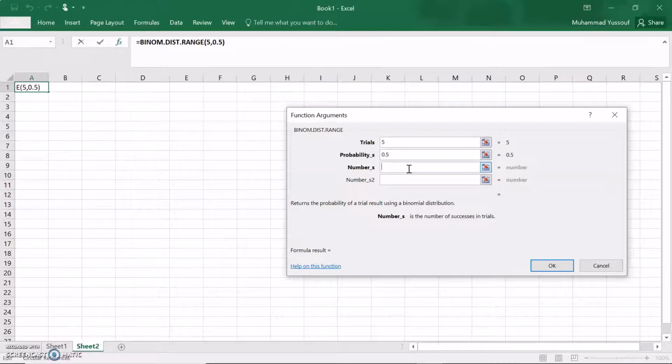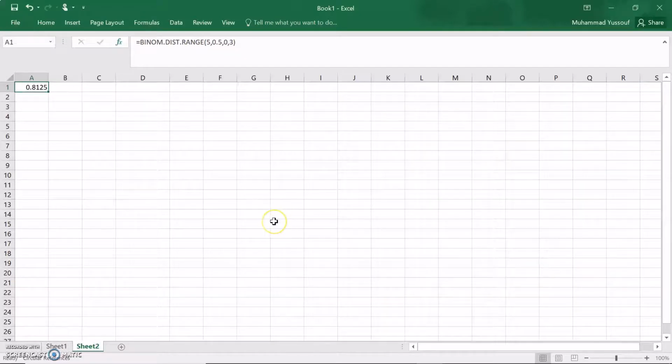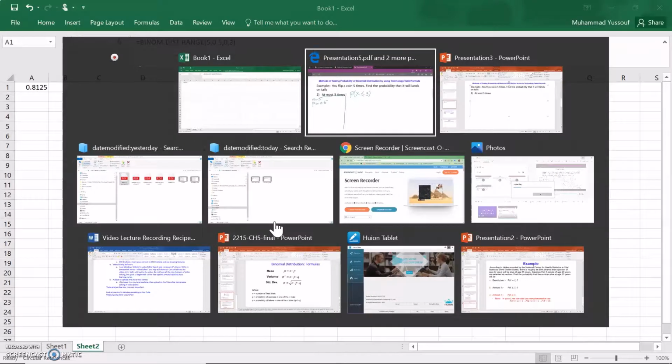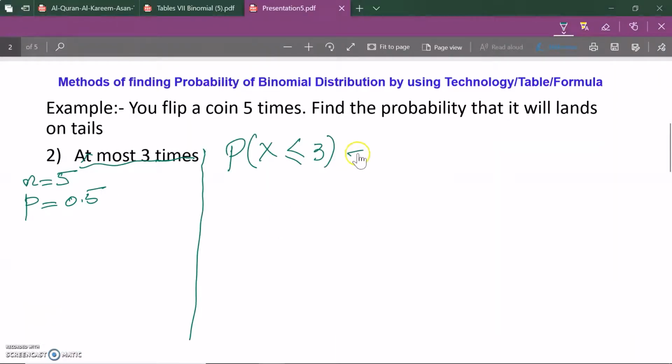What do I mean by at the most 3? The number of successes can be 0, it can be 1, it can be 2, or it can be 3, but it cannot be more than 3. So I will use the concept of the range here. I will start with the first number, which is 0, and I will write the second number, which is 3, and the answer comes out to be 0.8125. So this is 0.813. So our answer here comes out to be 0.813.